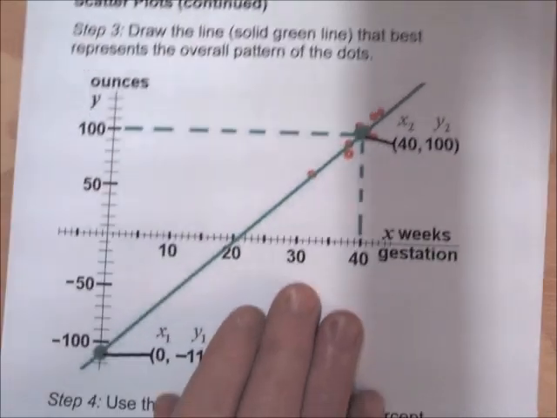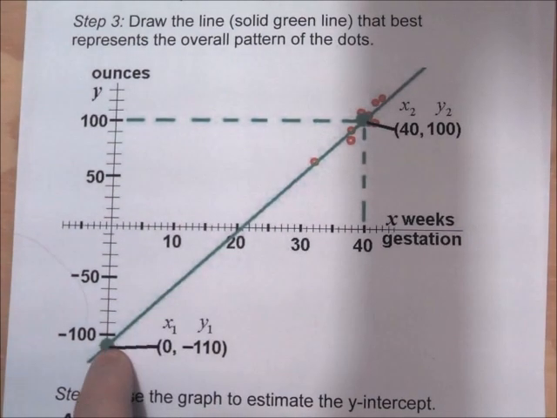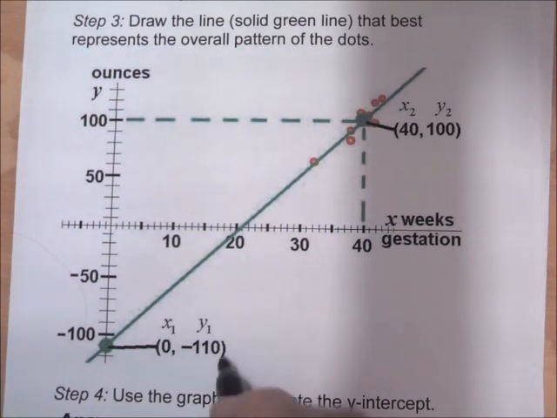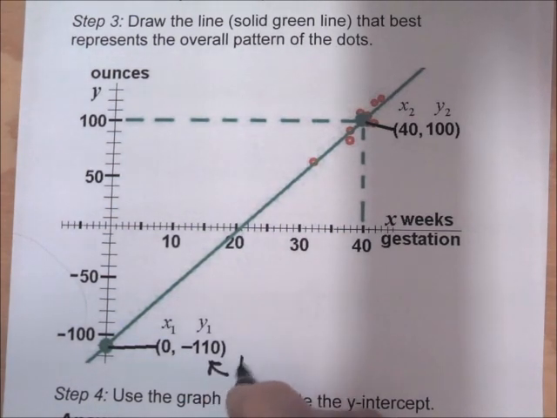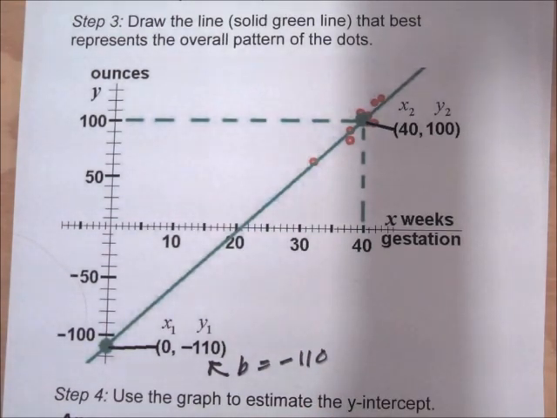So I drew the line here, and if we extend the line to the y-axis, we can read off the y-intercept. The y-intercept is where the line crosses the y-axis. It looks like it crosses at about -110, and that means that b is going to be equal to -110. Okay, that's the y-intercept. The x-coordinate of the y-intercept is always 0, so in coordinate form, the y-intercept is (0, -110).